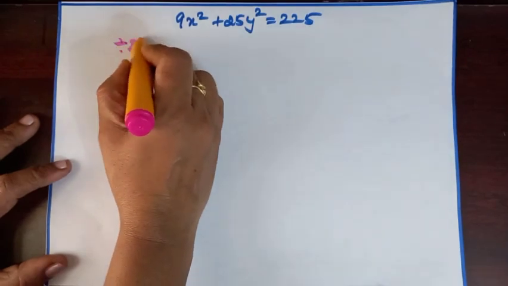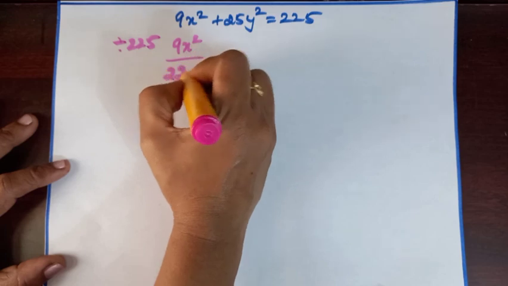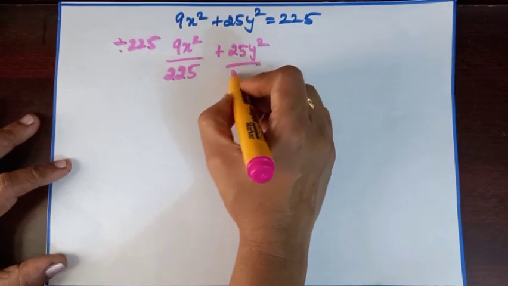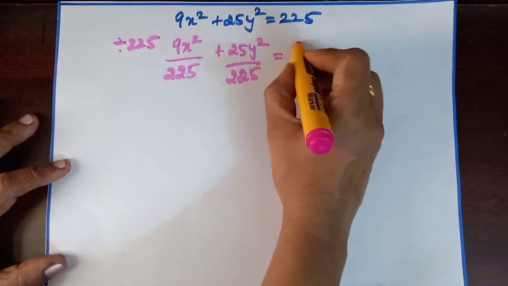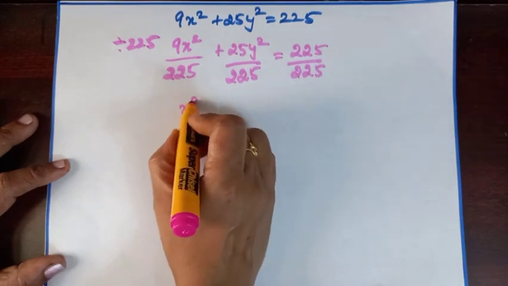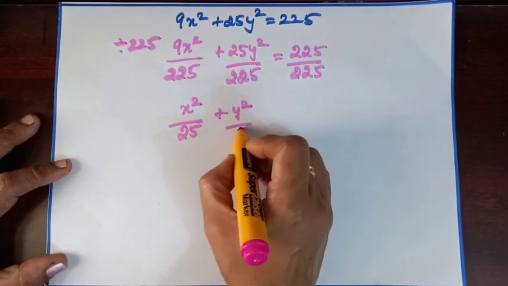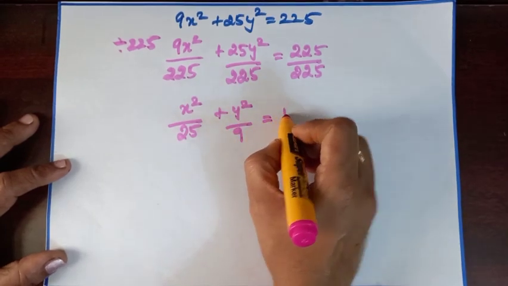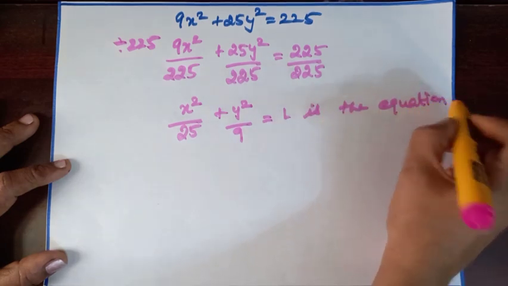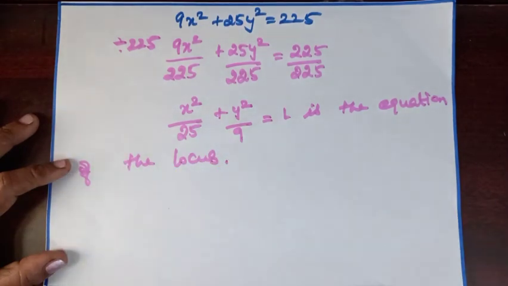Now divide with 225. Then we get 9x square by 225 plus 25y square by 225 equal to 225 divided by 225. We get x square by 25 plus y square by 9 equal to 1, which is the equation of the locus.